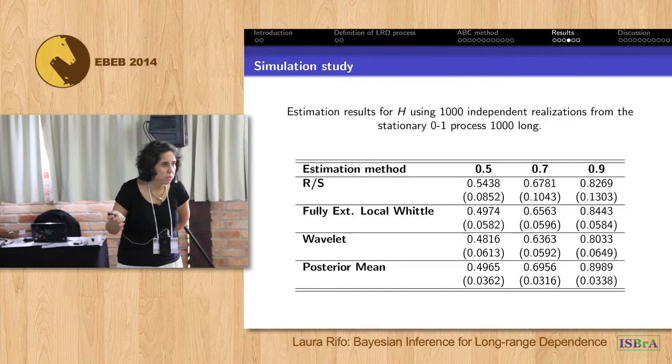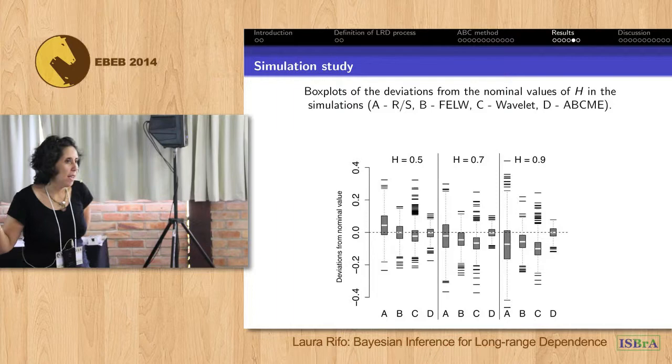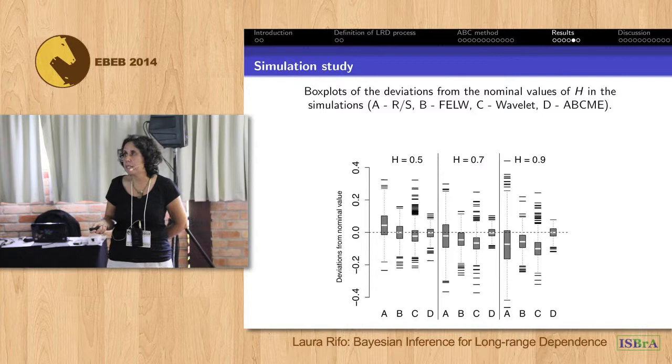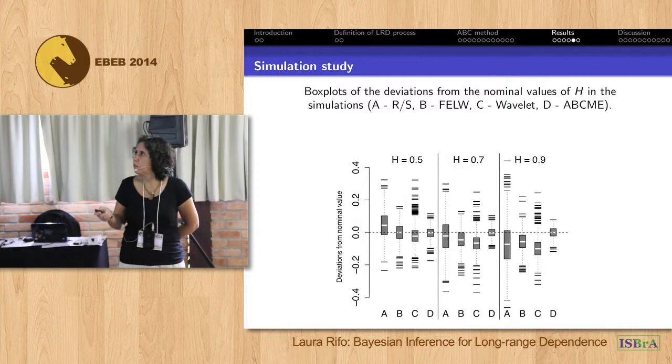Here is more graphical, we can see better how those statistics perform. So here we have the deviations from the nominal value. Here we have the methods A, B, C, D, which are the RS statistics, the local Whittle, the wavelet, and ABC minimal entropy. So our method is the D.